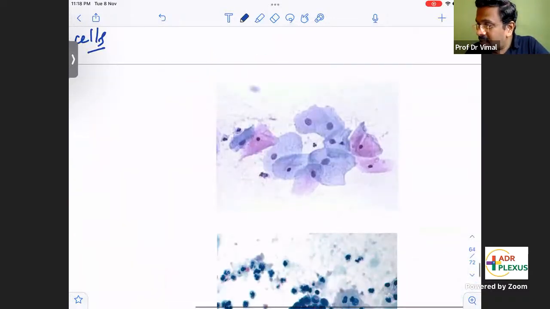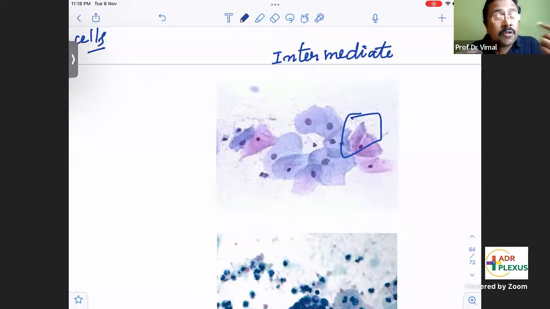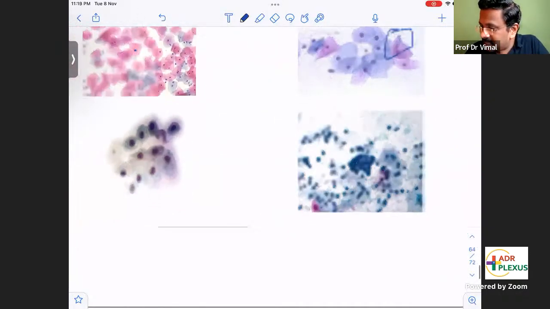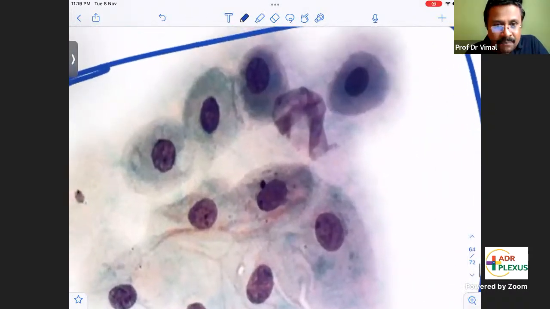And when you see the nucleus is somewhat bigger and the cytoplasm is slightly folded, these are the intermediate squamous cells. These intermediate squamous cells are progesterone predominant cells, and they are usually predominant during the secretory phase of the menstrual cycle. Intermediate cells.